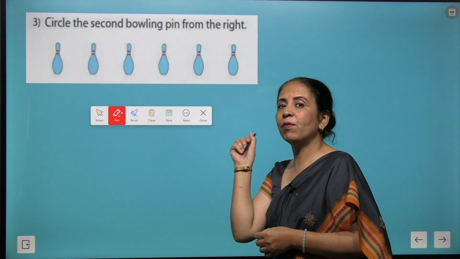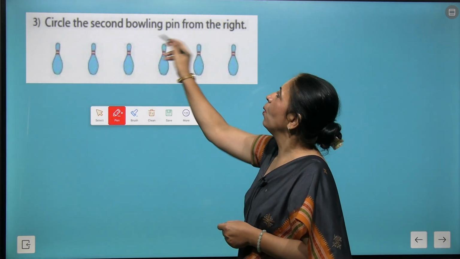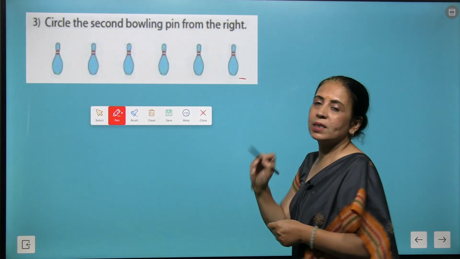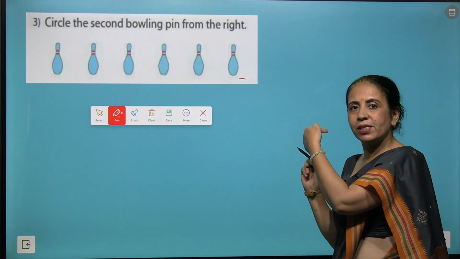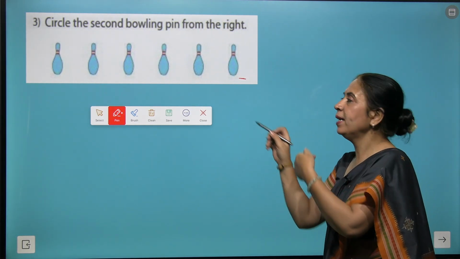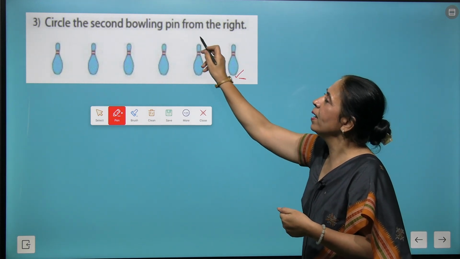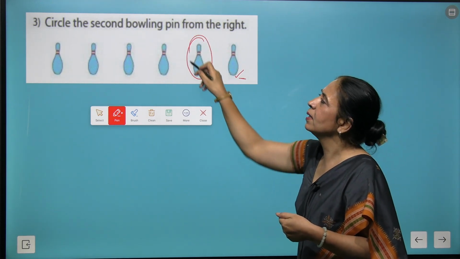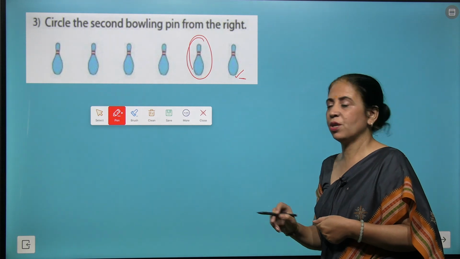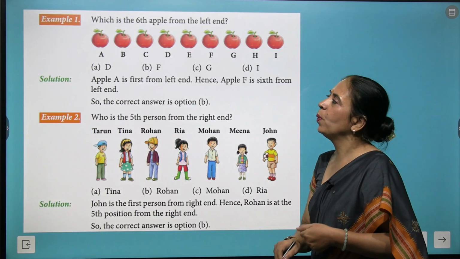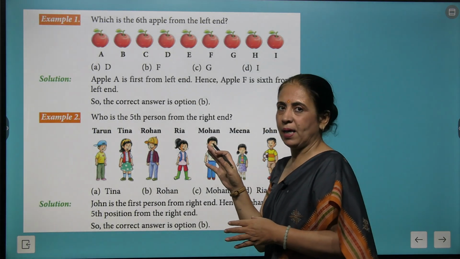And now here you have to mark the second bowling pin from the right. So your starting point will be right here. And from right, this is the first one and this is the required position. Understood? Now we look at some more examples.